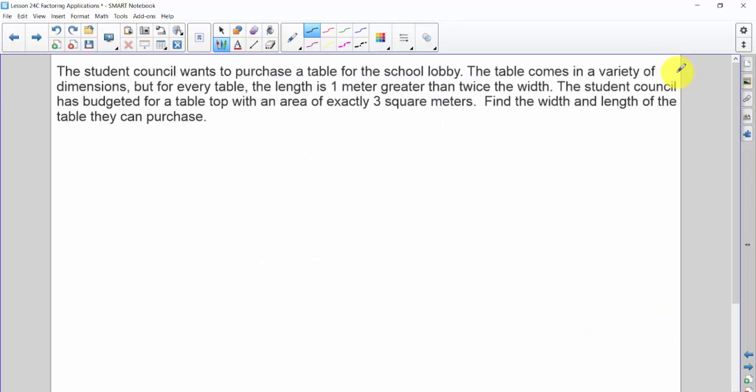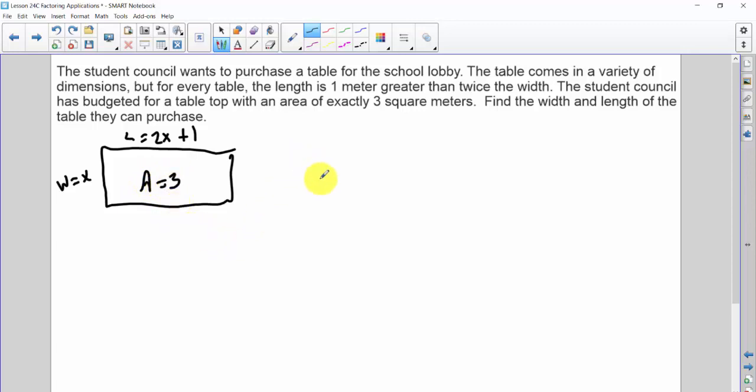So this next problem is pretty similar to the one we just did. We're looking for an area. The length needs to be 1 meter greater than twice the width, and the area needs to be 3 meters. So again, I'm going to draw out a rectangle. We'll say the width is x, the length is 1 more than twice the width, and the area equals 3. So therefore, multiply together, x times 2x plus 1 is equal to 3.